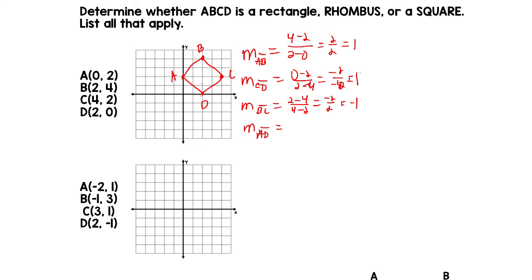is 2 minus 0 over 0 minus 2. It's 2 over negative 2. That's negative 1. These facts, where opposite slopes are equivalent and the intersecting sides make a right angle because the slopes are opposite inverse, mean that it is a rectangle.